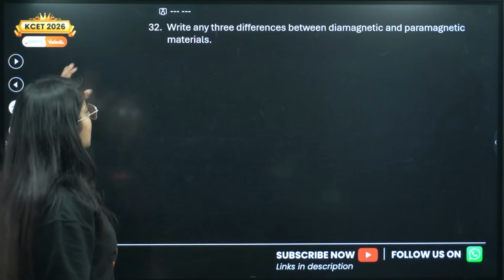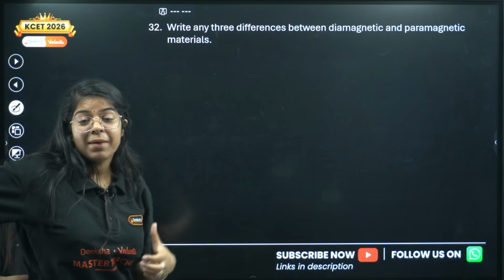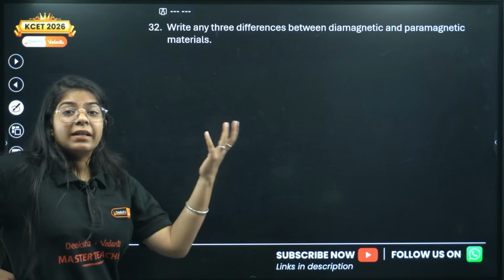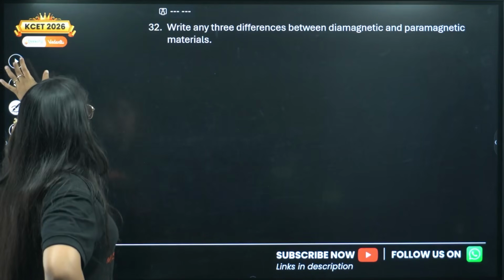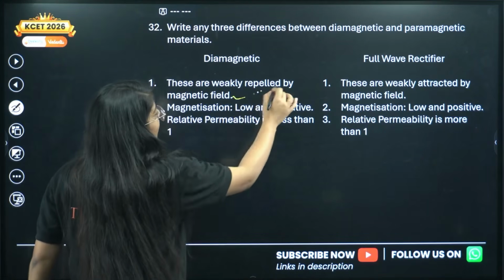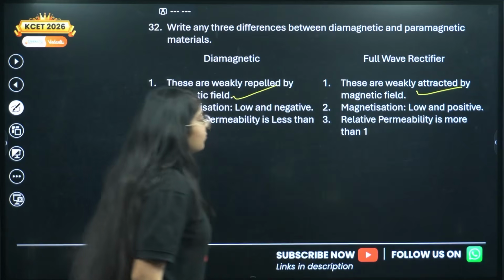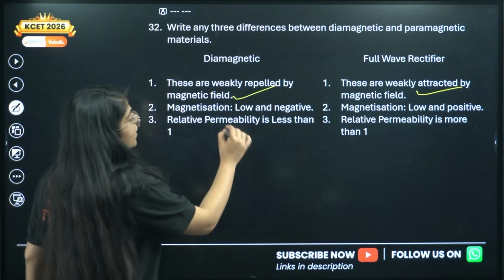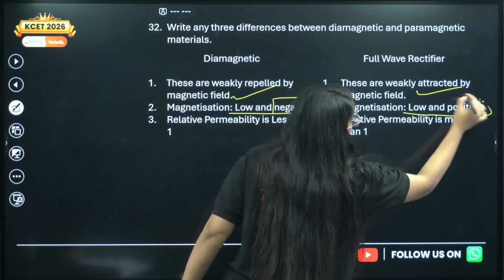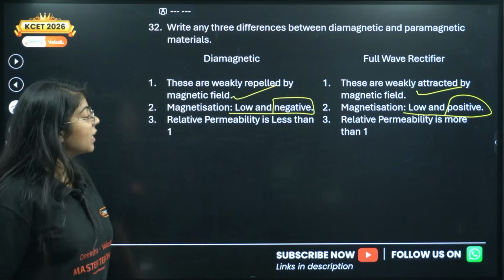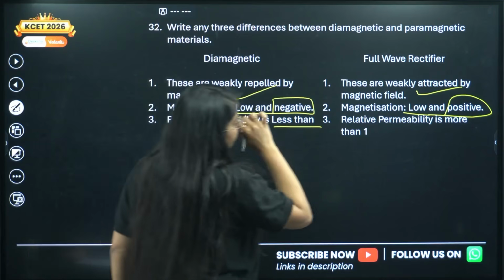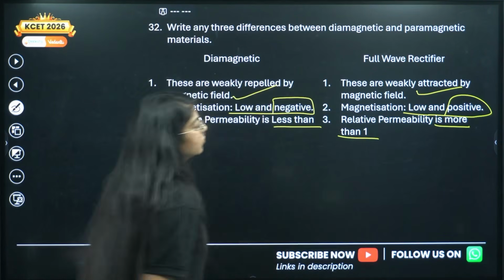It's very easy. Diamagnetic materials are weakly repelled by a magnetic field when they are placed inside it. Paramagnetic materials are weakly attracted by a magnetic field. Based on that, they have different magnetization and permeability. Because diamagnetics are weakly repelled, their magnetization is low and negative. Paramagnetic magnetization is also low but positive, since they are attracted by the magnetic field. Relative permeability is less than 1 for diamagnetic, and for paramagnetic it is more than 1.